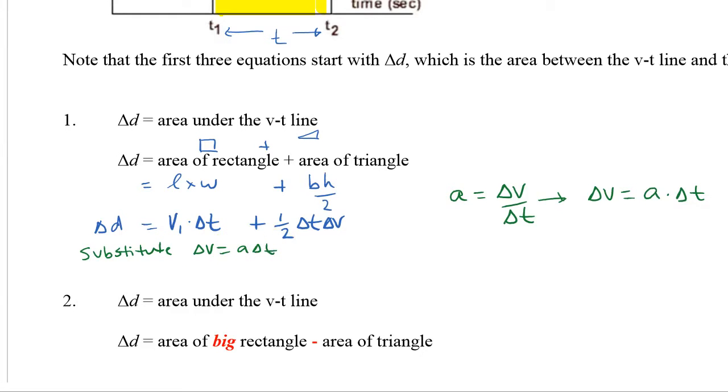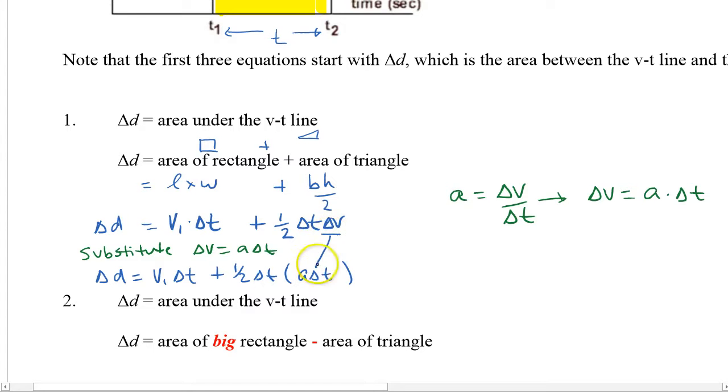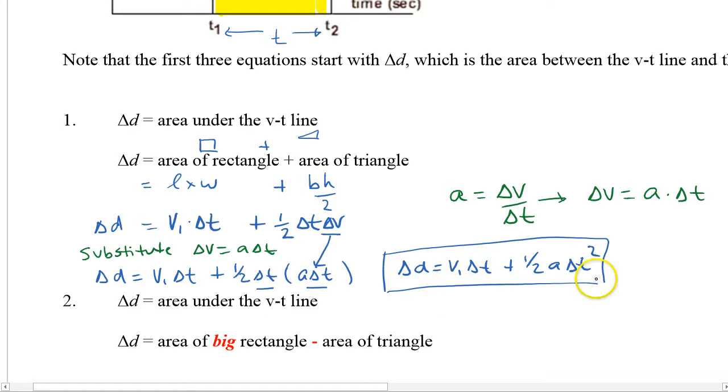So rewriting the next line, I'll get delta D is equal to V1 delta T plus 1/2 delta T times, now instead of delta V, I'm going to have A delta T. See how that works. And my last line, I didn't quite have enough space, so I'll write it beside. Delta D is equal to V1 times delta T plus 1/2 A delta T squared, because I've got a delta T here and a delta T there. And we've done it, okay? We've solved the first one.